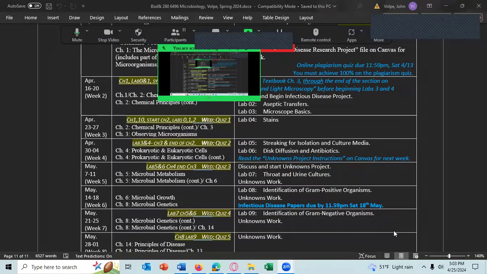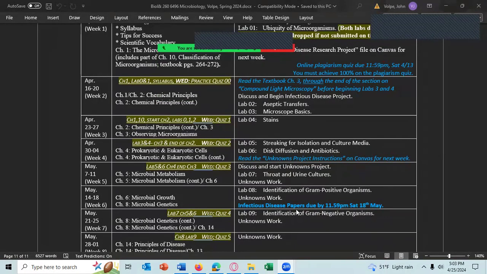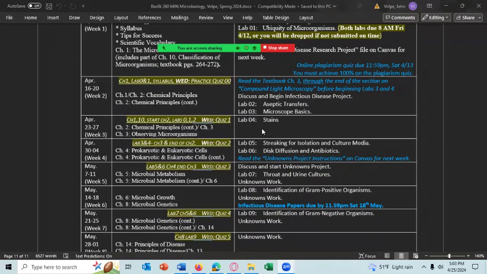Let me share my screen. So today is April 25th, and we are supposed to be on chapter 3, observing microorganisms. There is no lab today. We did lab 4 on Tuesday. I will be logging in during the lab time for the first 15 minutes to answer any questions. If there's no further questions after 15 minutes, I will log out. Any questions about what we're doing?